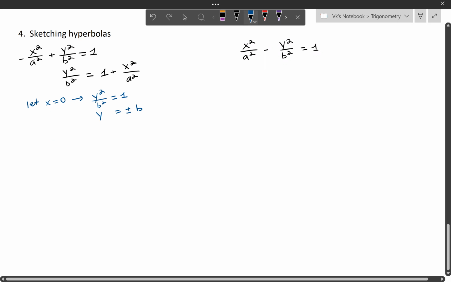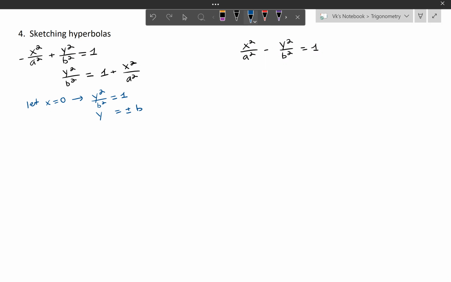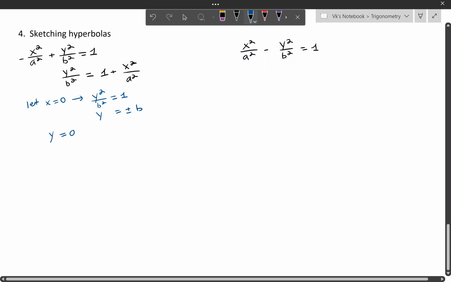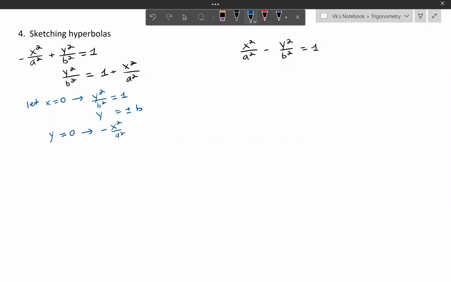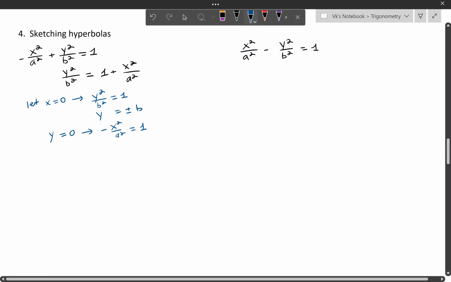Let y equal to 0, then what you see here is that it is not possible to get the x. Then you see that negative x squared over a squared equals 1, which is not true, because a positive number cannot equal a negative number.